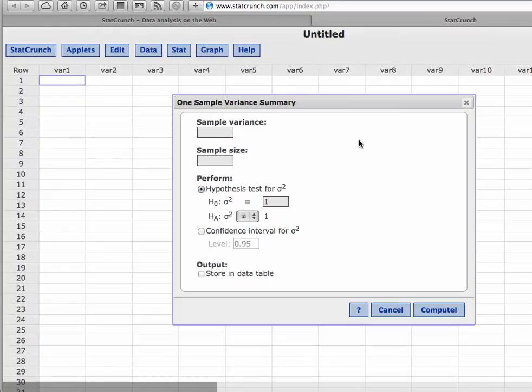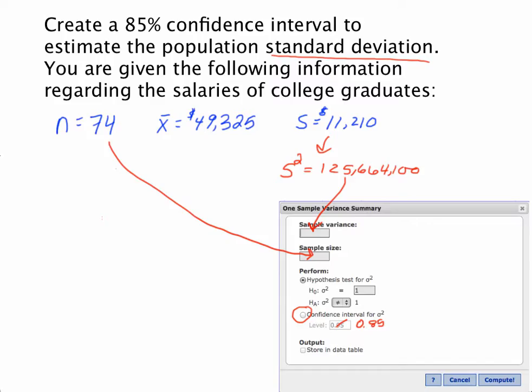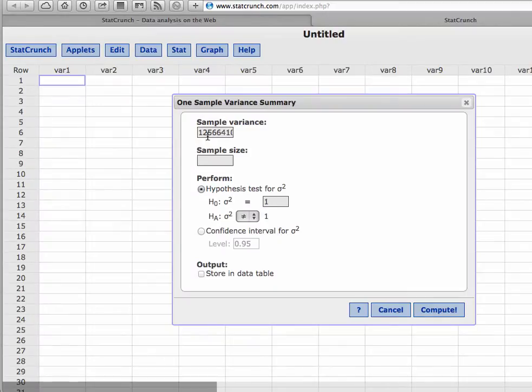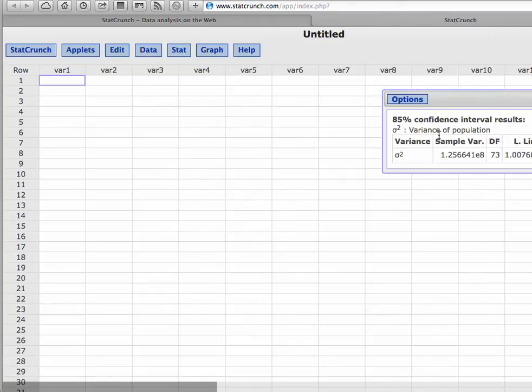We already said that the sample variance, let's go back one more time, 125,664,000. Okay, I put in the 125,664,100 as my sample variance. My sample size was 74, and my confidence level was not 0.95, it was 0.85. So I'm going to compute.